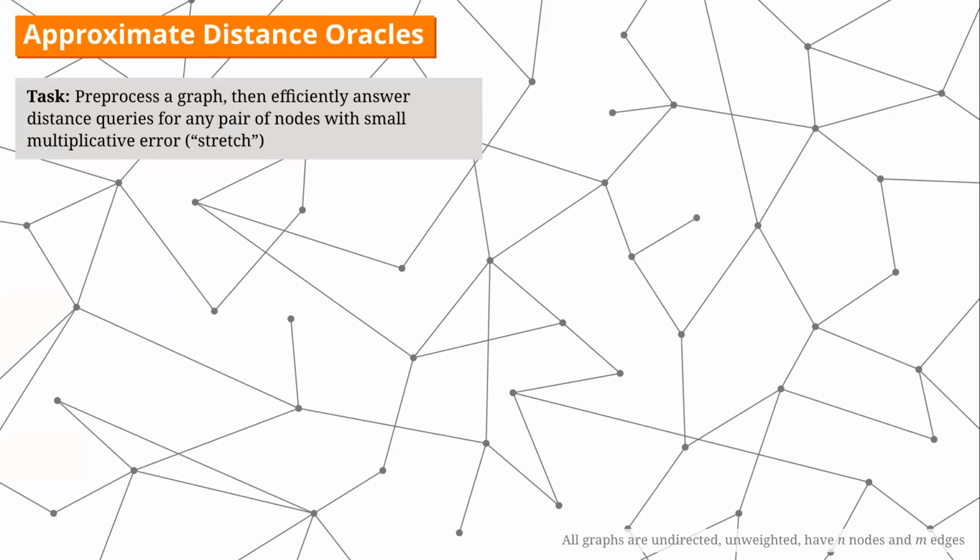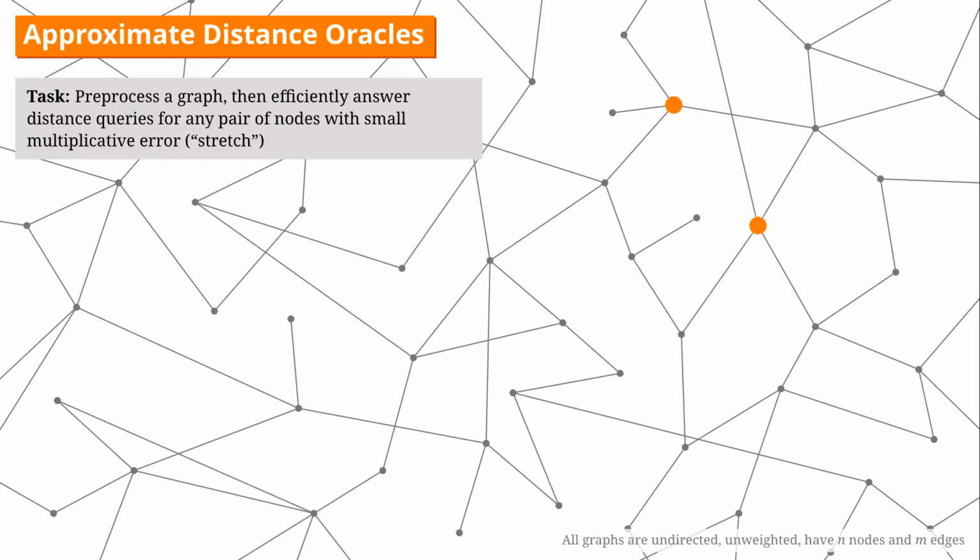Now, it's also very natural that instead of demanding an exact answer, you are typically interested in an approximate answer to the distance. So we allow that the answer is off by a small multiplicative error, which we will usually refer to as the stretch.